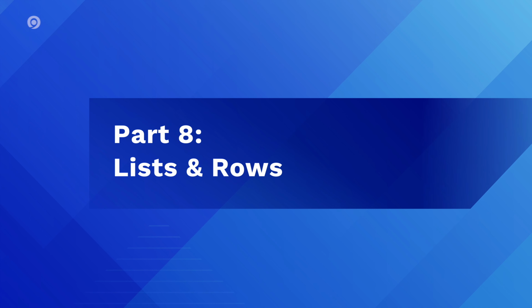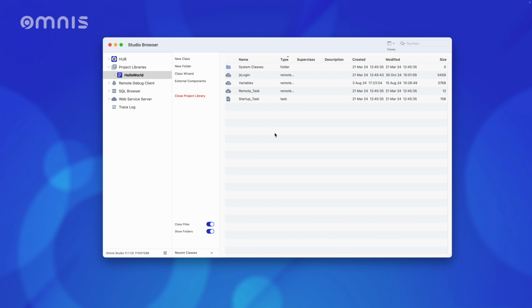So far, we've only talked about how a user can enter data into our app, but we did not really speak about how we can display the data. And that's where lists and the appropriate components such as the DataGrid come into play. And in today's video, we will look directly in Omnis Studio to see how this works exactly.